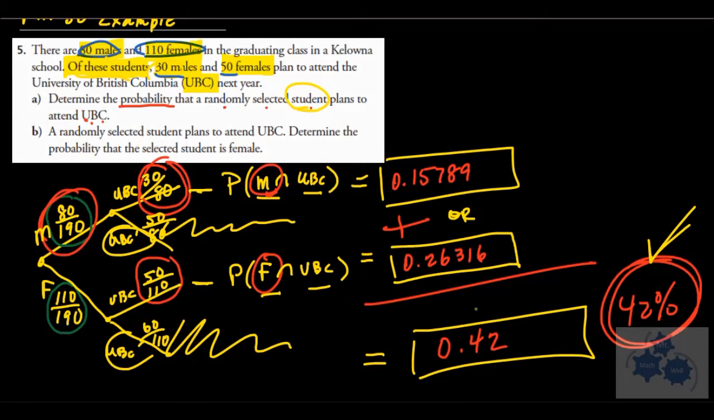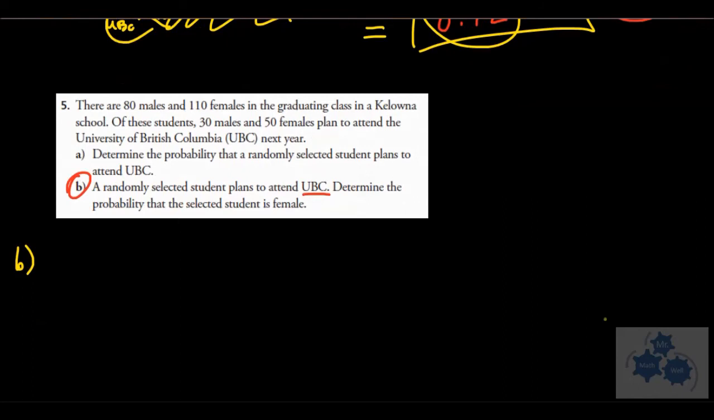So if the total probability is 42, we can take a look at what makes up that 42. Well, about 26% are female, of the 42, right? It's 26. So we need to consider the fact that we have 42% that are going, and 26 of those 42 then are going to be female. So that's how we do B.